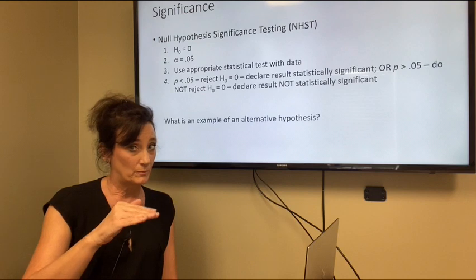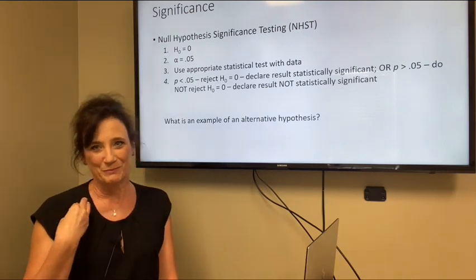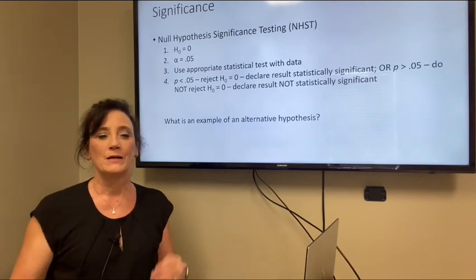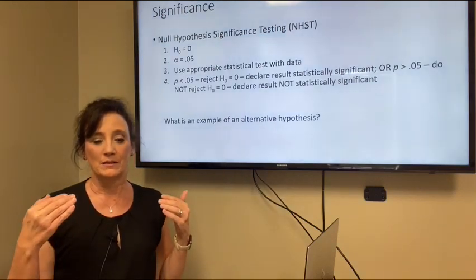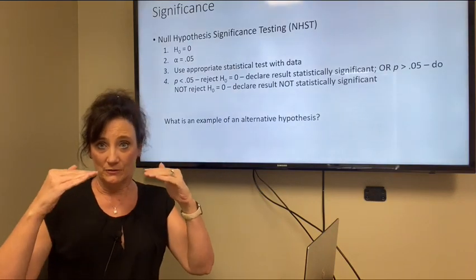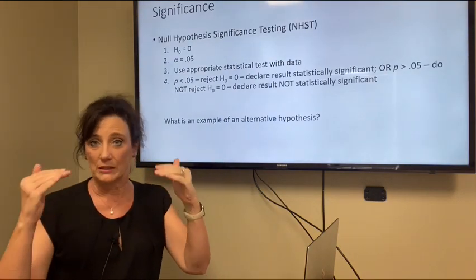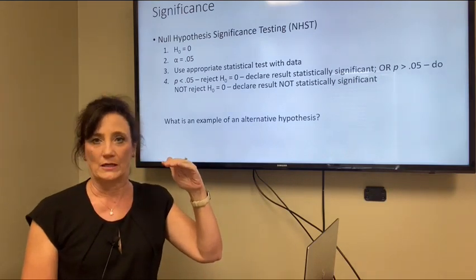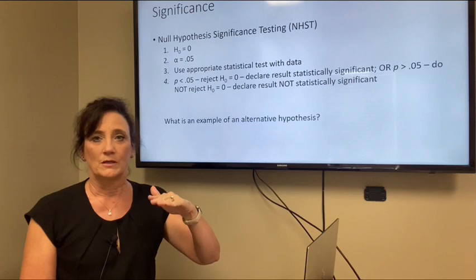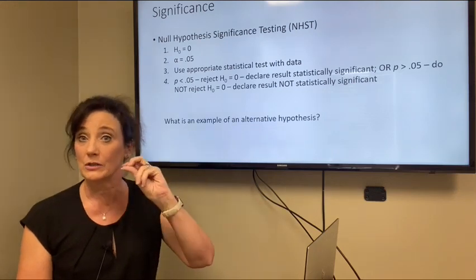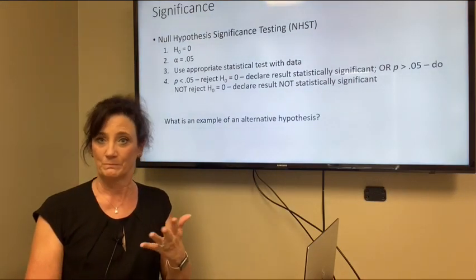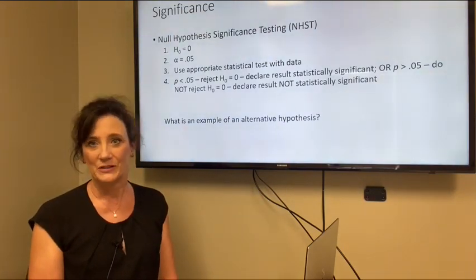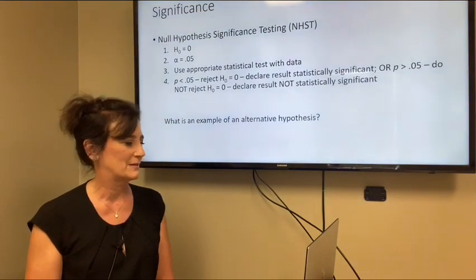The alternative hypothesis, though, that we would probably be more interested in knowing if that one was true, would be the hypothesis that there is a positive change in knowledge from pre to post. So the null hypothesis is there's no change, and the alternative hypothesis is that there is an increase in knowledge from pre to post. So there you go, an example of a null and an alternative hypothesis.